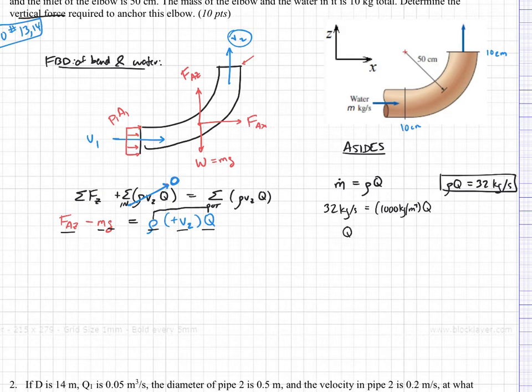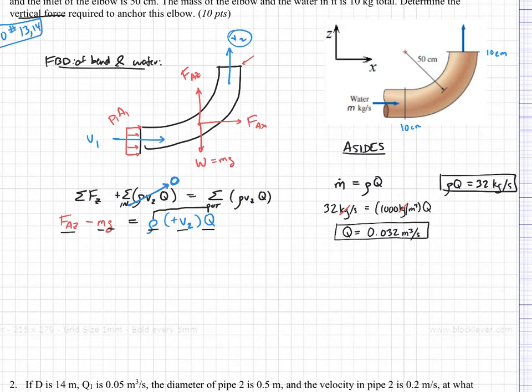If we solve that, let's just make sure our units are going right. We have kilograms, and so Q is going to be in meters cubed per second. So 0.032 meters cubed per second, unless I've moved my zeros incorrectly.